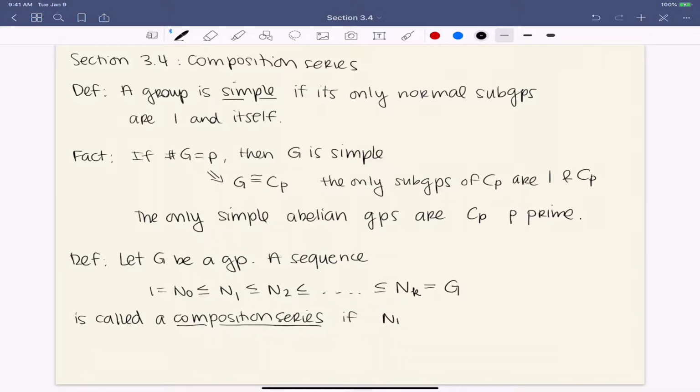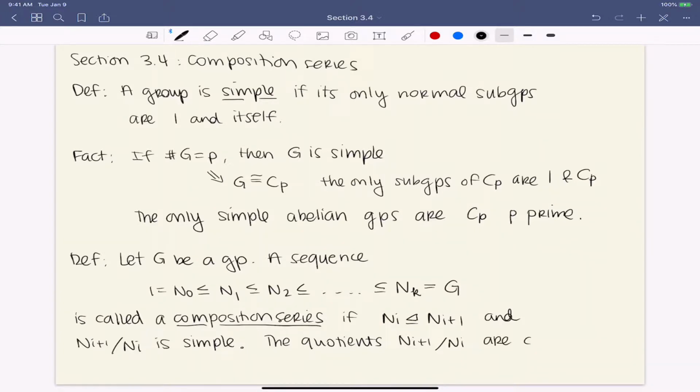if N_i is normal in N_{i+1}. So these subgroup symbols are not just subgroup symbols, but they actually should be normal subgroup symbols. And N_{i+1} over N_i is simple. In that case, the quotients N_{i+1} over N_i are called composition factors of G.